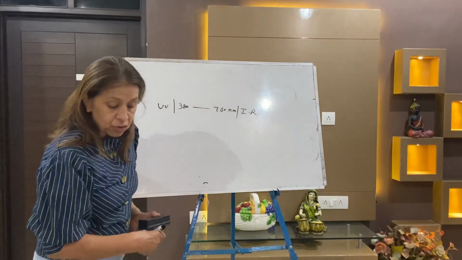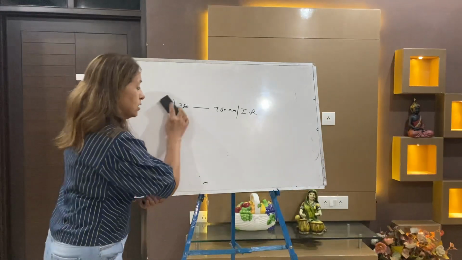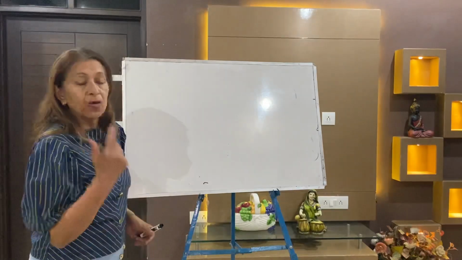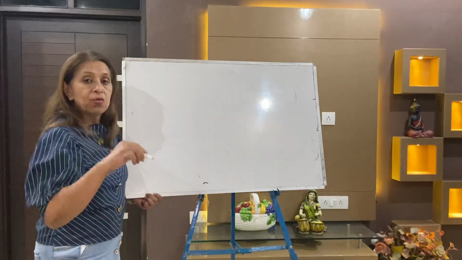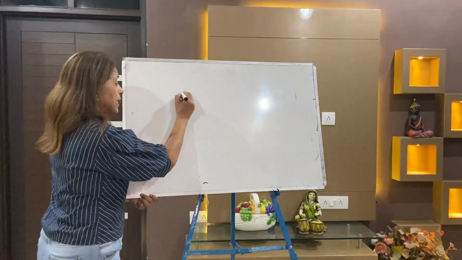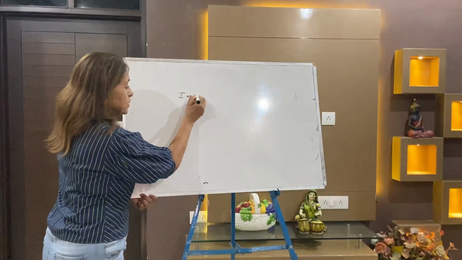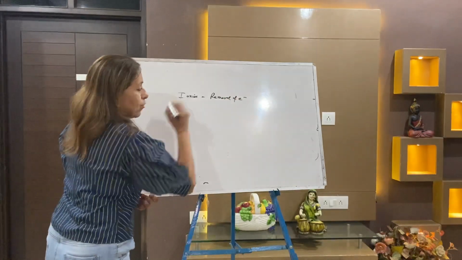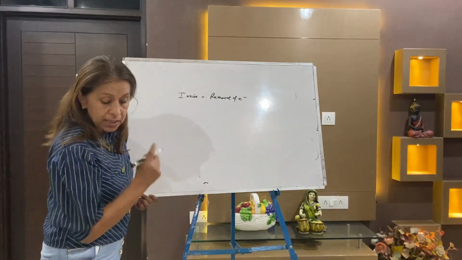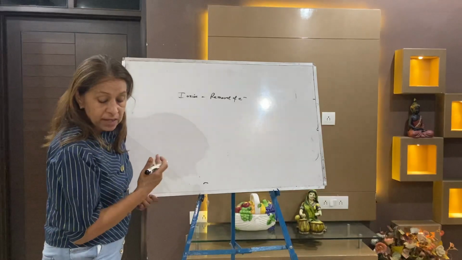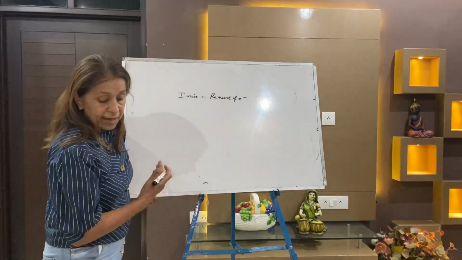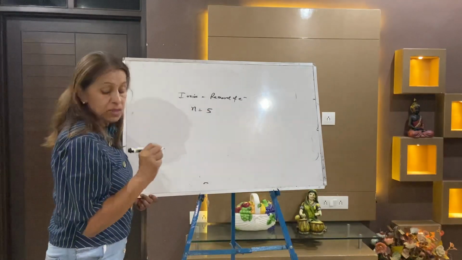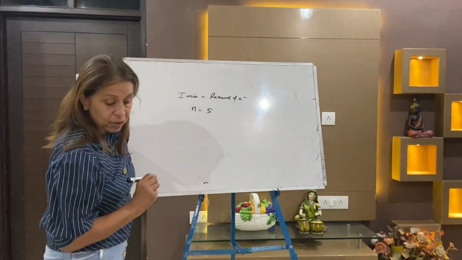Now the question is 14, question number 14. How much energy is required to ionize? Ionize means removal of an electron from the hydrogen atom. Write down, ionize means removal of electron. The question is, how much energy is required to ionize a hydrogen atom if the electron is present in n equal to 5? That means from the fifth shell, we want to remove the electron.